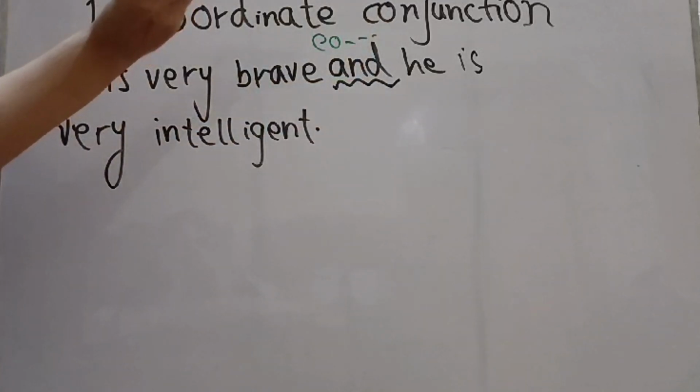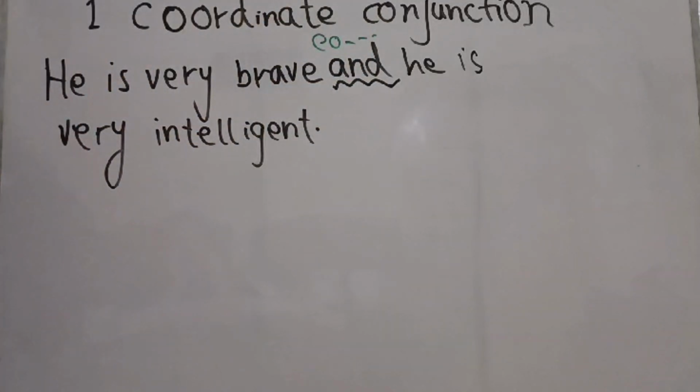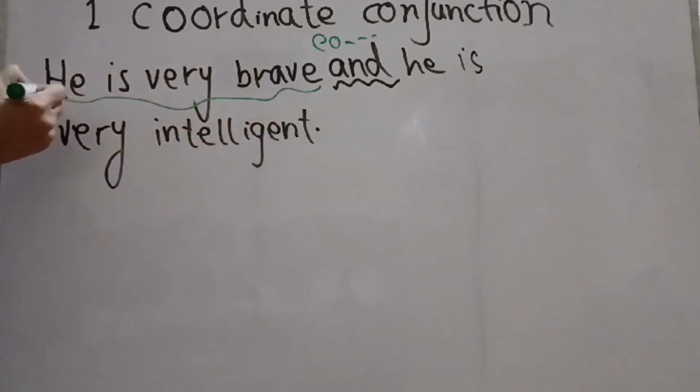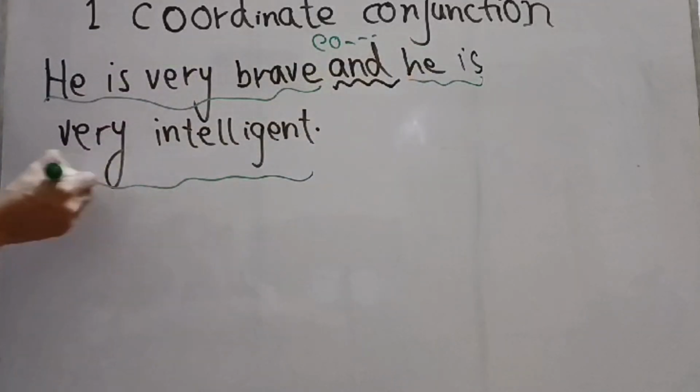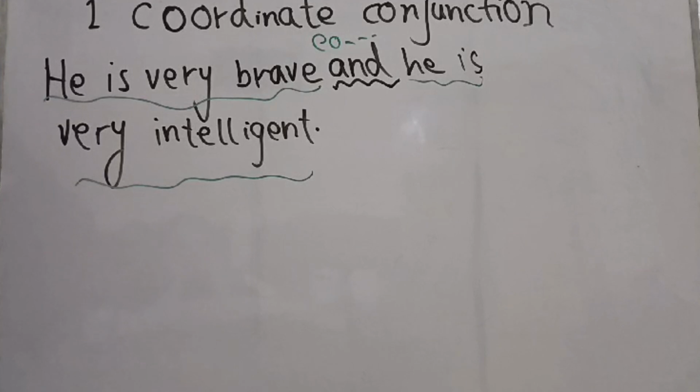And "he is very intelligent" is another independent clause. When two independent clauses join together, this is called coordinate conjunction. This is one independent clause and this is another, joined together with the conjunction and, or but, or or, or so, or nor. So this is called coordinate conjunction.